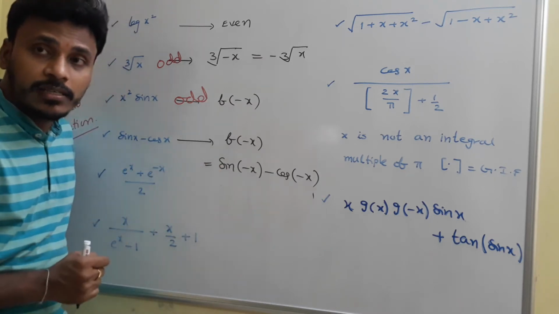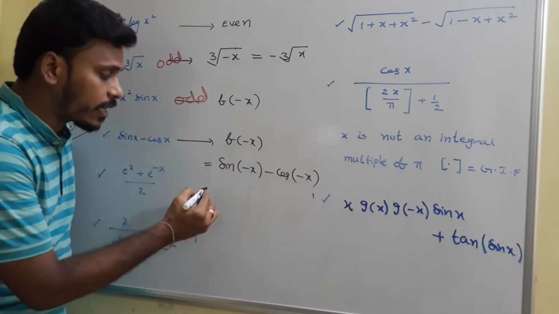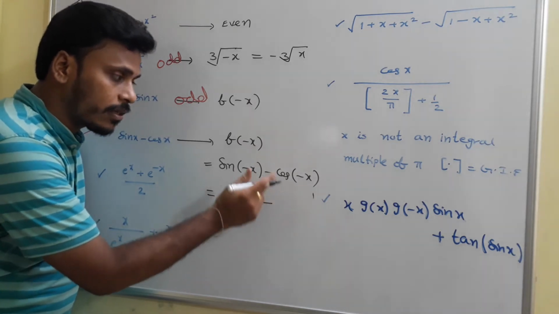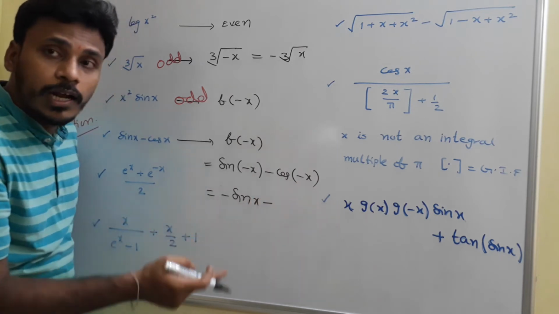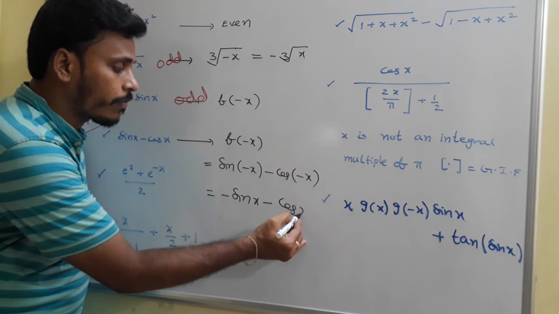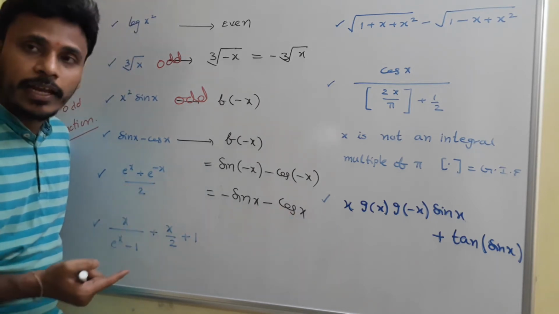Sin of minus x is what? From trigonometry it is very clear that sin of minus x is minus sin x. And cos of minus x, we know, is cos x itself. So we get minus sin x minus cos x.